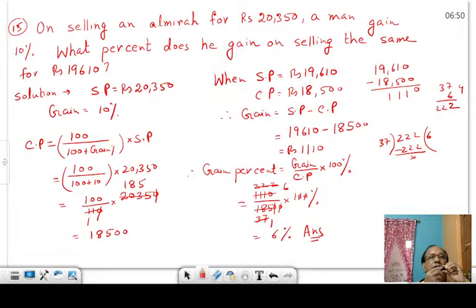Let us repeat once again. On selling an almirah for rupees 20,350, a man gained 10%. What percent does he gain on selling the same for rupees 19,610? First we have to find the cost price. Selling price is given, gain is given. Therefore, the cost price is rupees 18,500. Selling price is 19,610, so we get the gain as rupees 1,110. Gain percent is gain by cost price into 100%, and after calculation we get 6%. That is our answer.